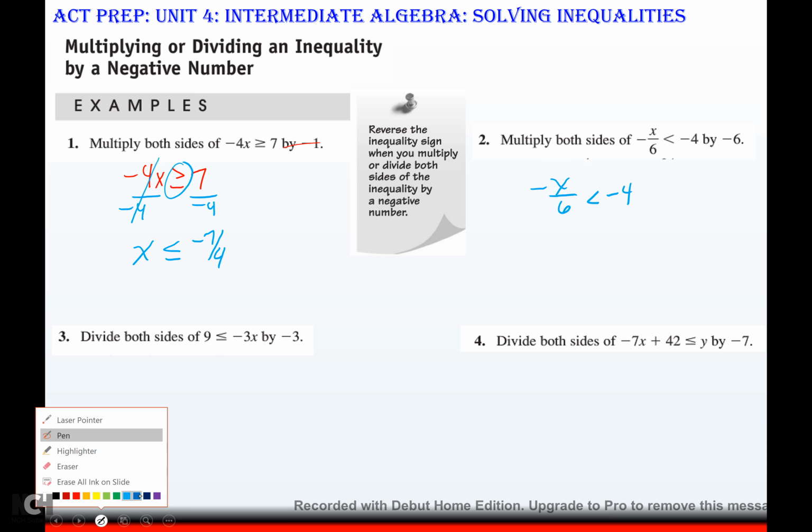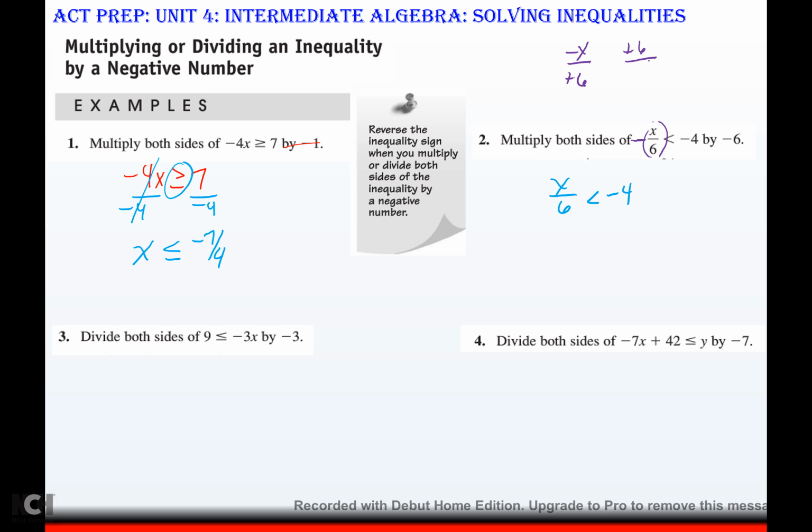Okay, number 2, I have -x over 6 is less than -4. You can do this two ways. When you have a fraction that's negative, they put the negative right here in the middle. That means the whole fraction's negative. Well, I could either write that as -x over +6, or +x over -6, or you can put the negative in the middle. When a fraction is negative, you can put it on top or on bottom, or keep it in the middle. All three of these things mean the same thing.